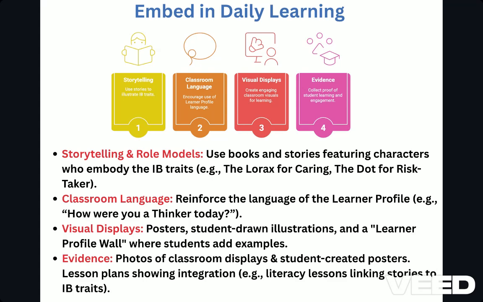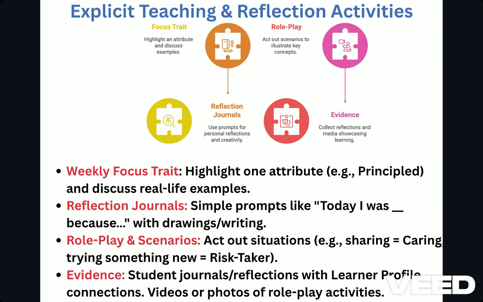The second tip is to pick one trait each week. Use role play, like acting out open-minded scenarios, and simple reflections. Let young learners draw or write their reflection associated with that learner profile. For example, if I pick principled as a learner profile, discuss real life examples around principled throughout the week. Read different stories associated with principled, then analyze the character and different scenarios.